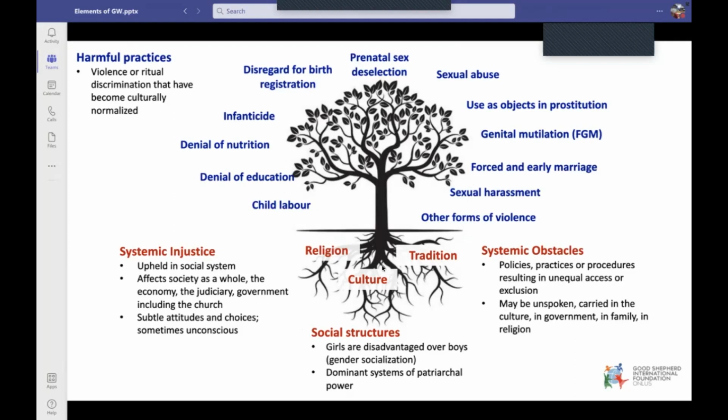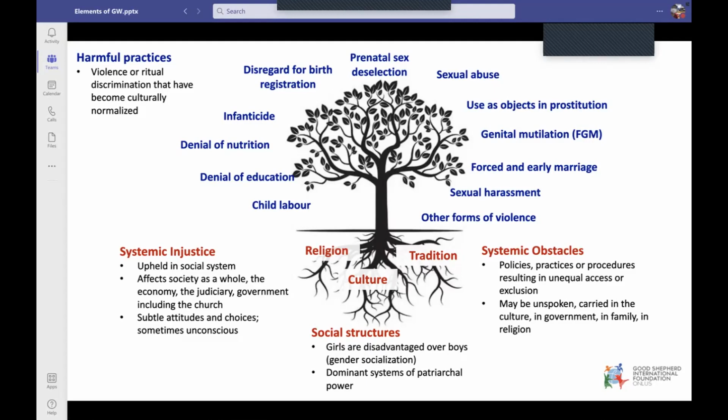Now, if you look below the ground, in the words in red, you have social injustice, social structure, systemic obstacles, religion, culture, and tradition. These are the root causes of why the rights of the girl child are being violated, no? So these are very big systemic issues.